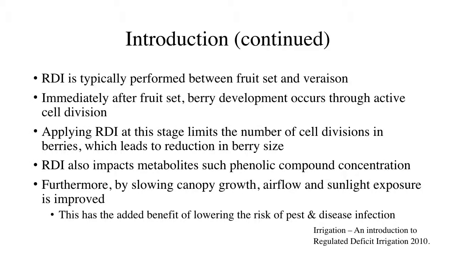RDI is typically performed between fruit set and veraison. I will explain later in the presentation why post-veraison RDI is problematic and inadvisable. The theory is this. Immediately after fruit set, berry development occurs through active cell division. Applying RDI at this stage limits the number of cell divisions in berries, which leads to a reduction in berry size, which is the main goal of RDI.